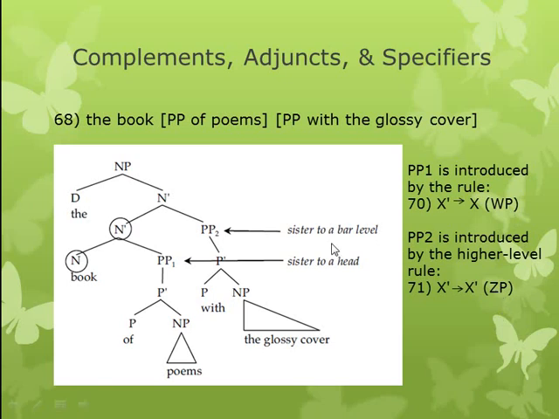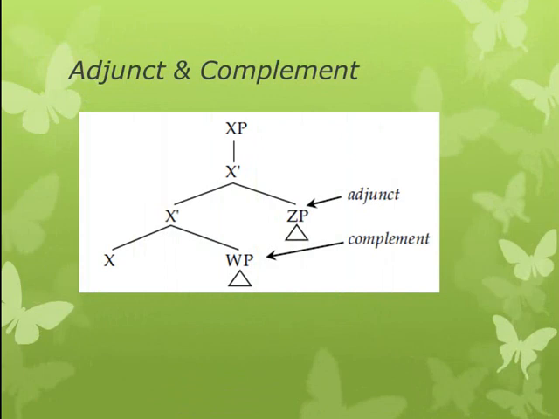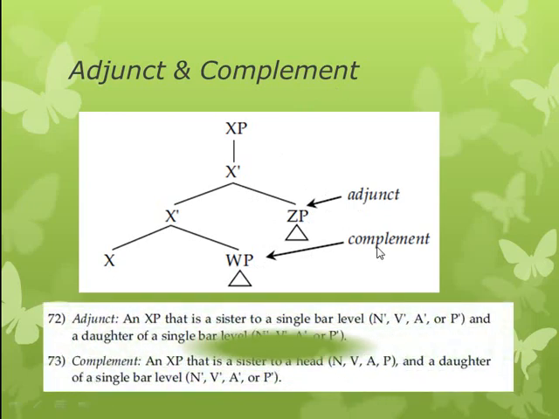Okay, so sister to bar level is higher. Jadi sister to bar level itu lebih tinggi daripada sister to head. So from this, you have to see these rules. Jadi those sister to bar level, yang sister ke bar level itu disebut sebagai adjunct. But those sister to head level is called complement. So adjunct is an XP that is a sister to single bar and a daughter of single bar level. Jadi dia saudaranya single bar dan anak dari single bar. This is called adjunct.